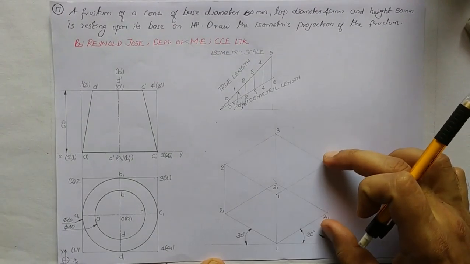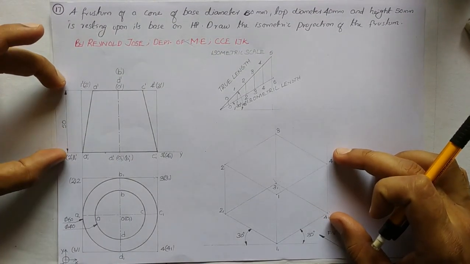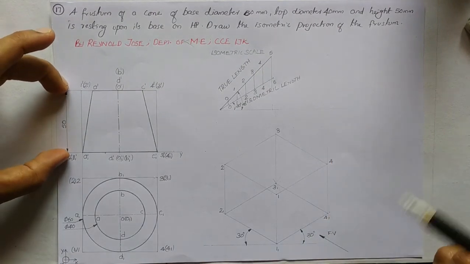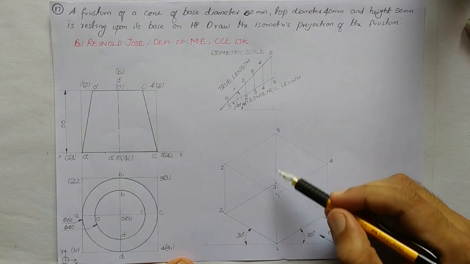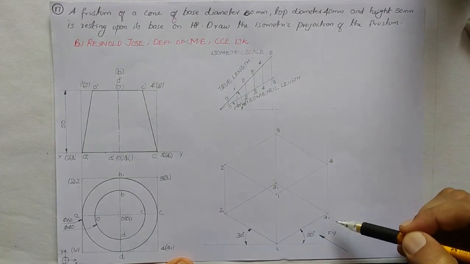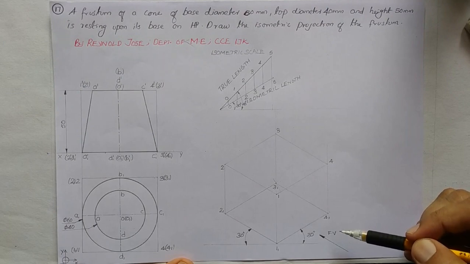And the height here, the actual height, is 50. So we have to multiply 50 into 0.82. So 1₁1, 2₂1, 3₃1, 4₄1. All these heights are 50 into 0.82, which is 41 respectively.